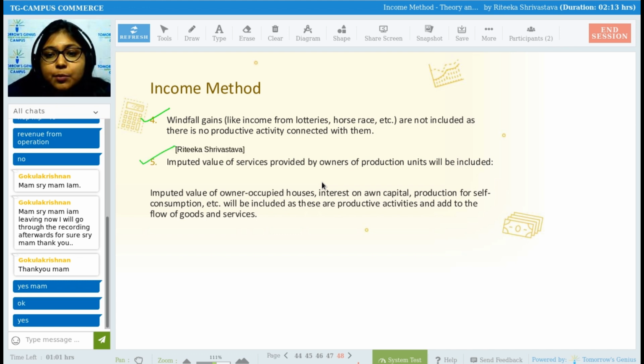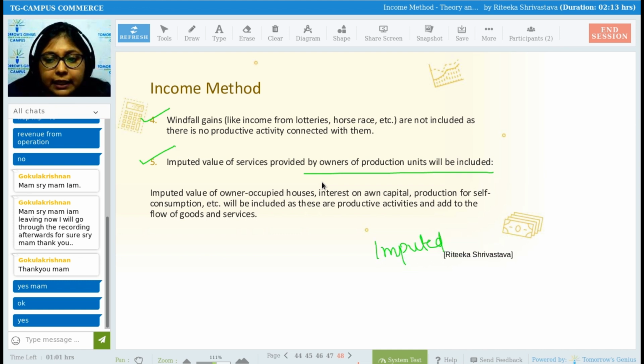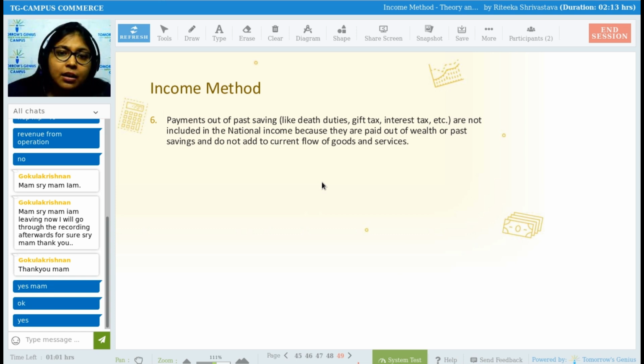Fifth, imputed value of services provided by owners of production unit will be included. We know that. All the imputed values are going to get included under national income. It will be imputed rent, royalty, profit, interest, wages, salaries, whatever it is. All the imputed values are going to get included.